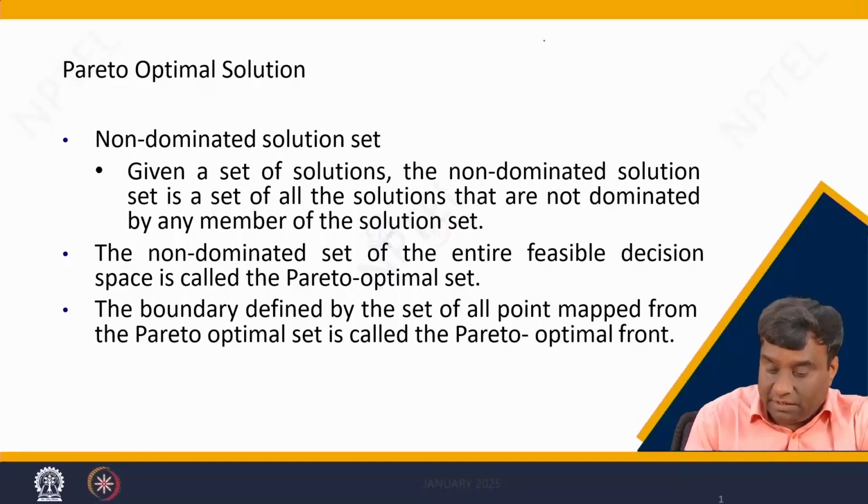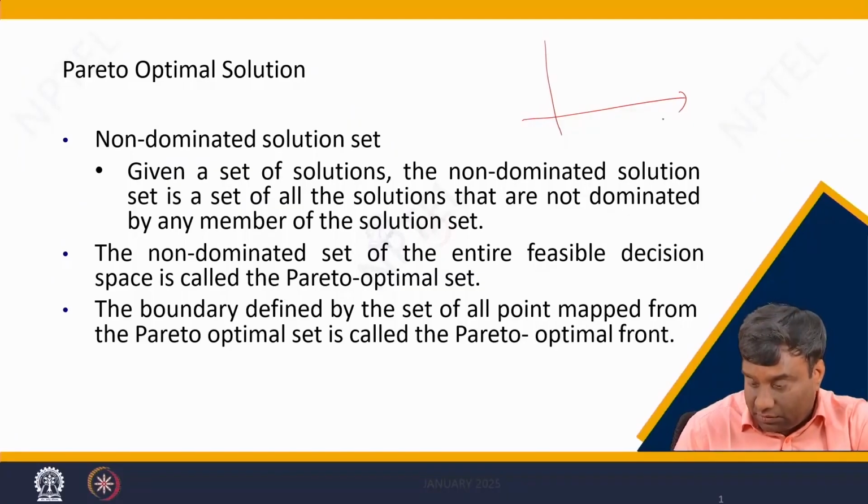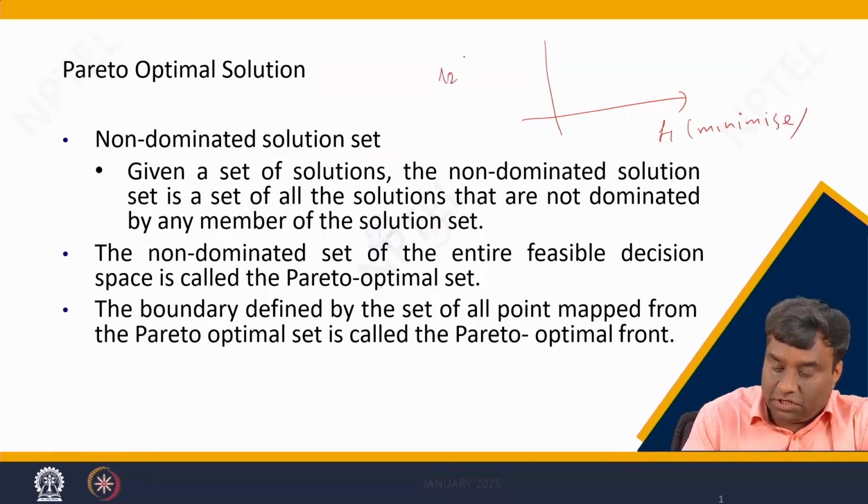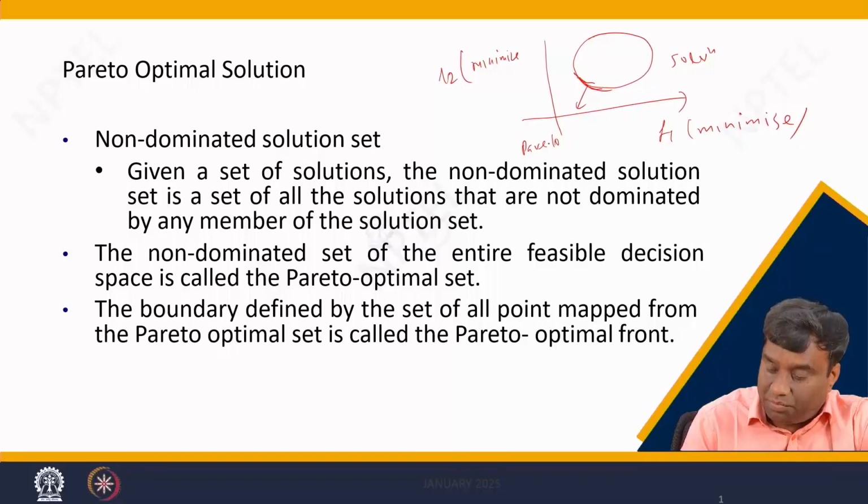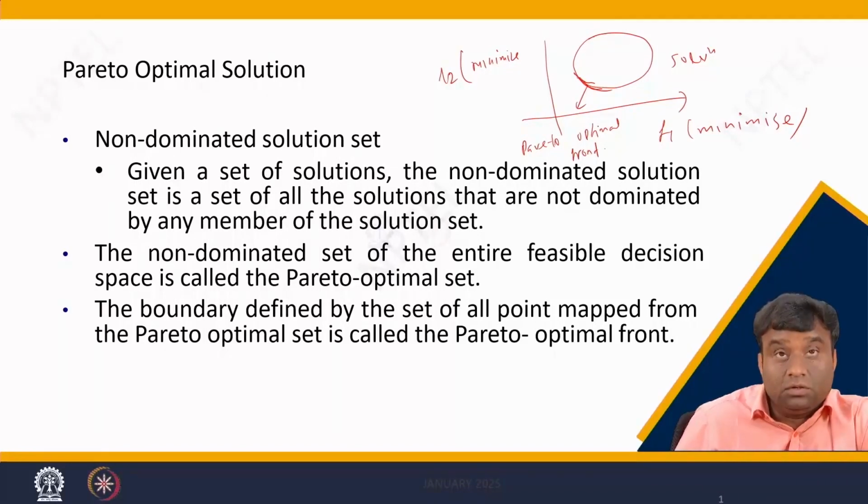front. Basically, suppose this F1 is minimize, and also F2 minimize. Then suppose this is the solution space. So this is called the Pareto optimal front. This is known as the Pareto optimal front. Okay, this is known as the Pareto optimal front.